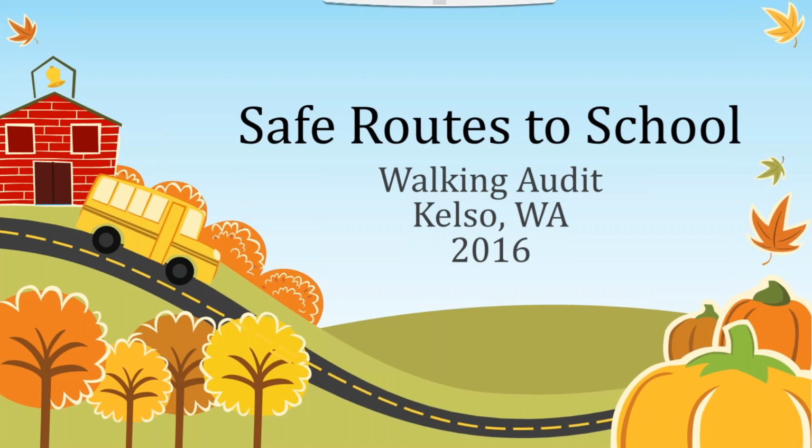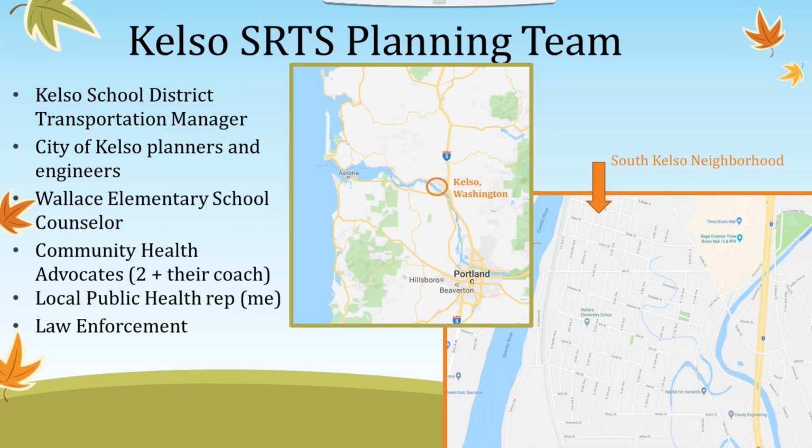I'm going to dive right in about a walking audit process we did up in Kelso in preparation for a Safe Routes to School grant application 2 years ago in 2016. Kelso, Washington is located about 45 minutes north of Portland, Oregon. The particular neighborhood we were working in is called South Kelso, and Wallace Elementary School is the elementary school that serves those kids in South Kelso.